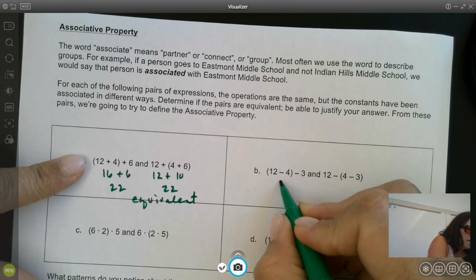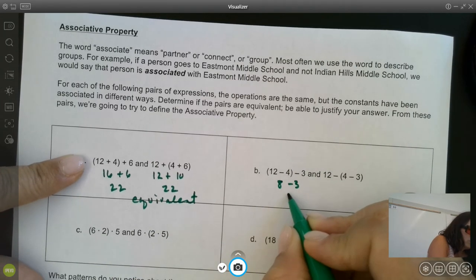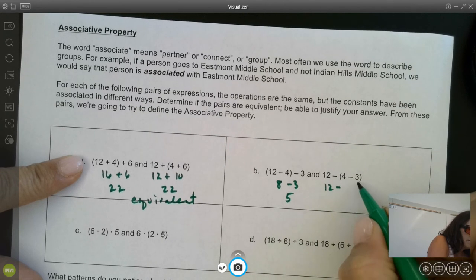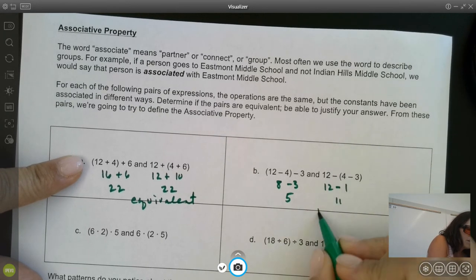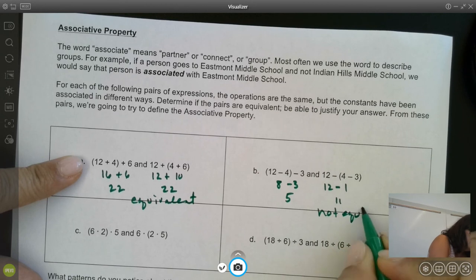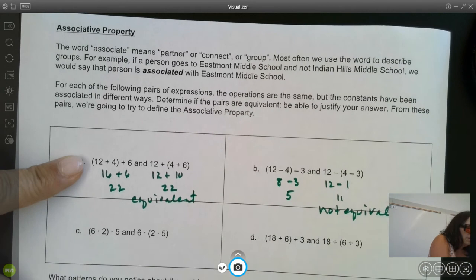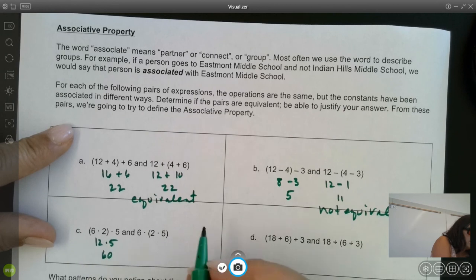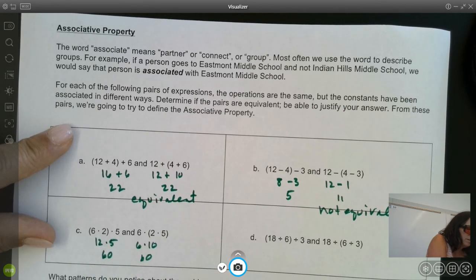Okay, this would be 8 minus 3, which is 5. This would be 12 minus 4 minus, that would be 11. This is not equivalent. Okay, this would be 12 times 5, which is 60. And this would be 6 times 10, which is 60. This is equivalent.